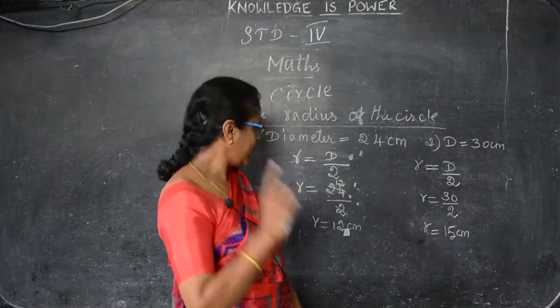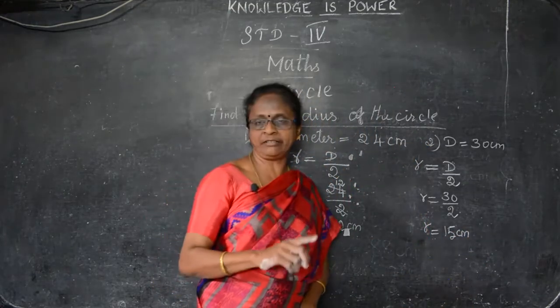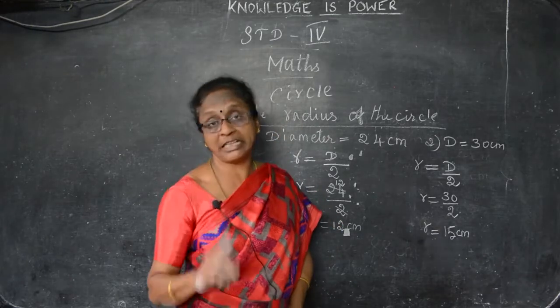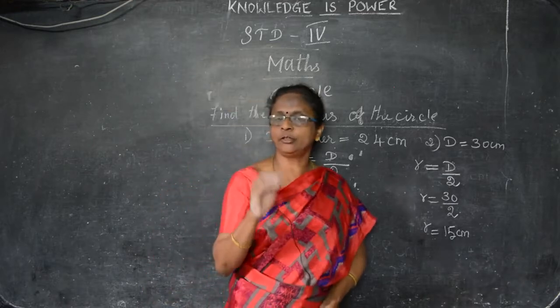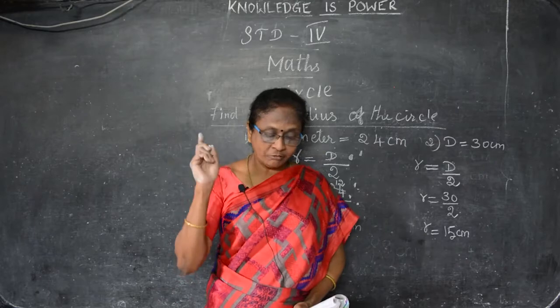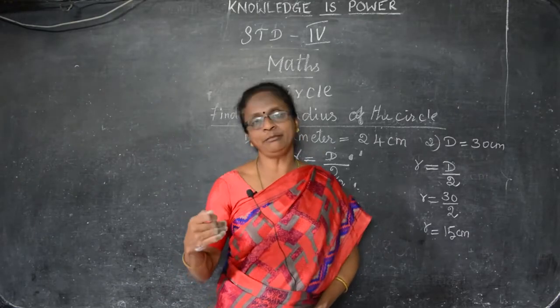So to find the radius, you have to divide by 2. To find the diameter, you have to multiply by 2. Remember this well. If you want to find out the diameter, multiply by 2. If you want to find out the radius, you divide it by 2.